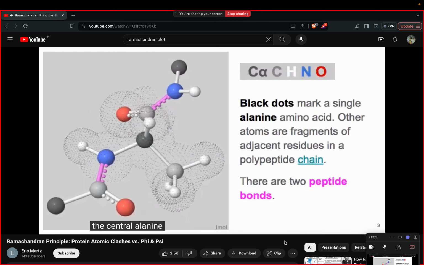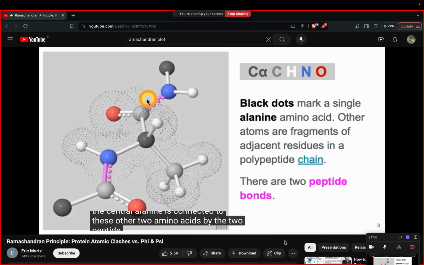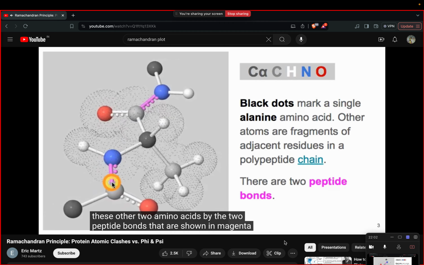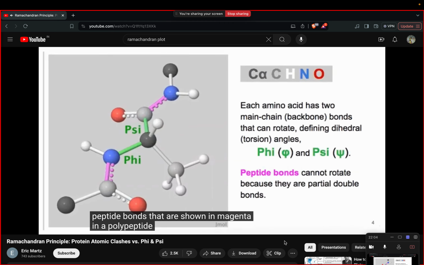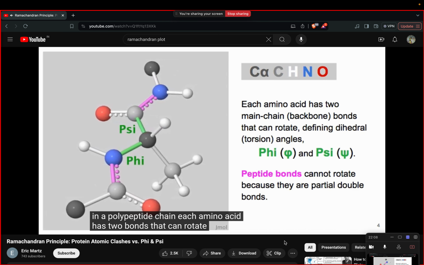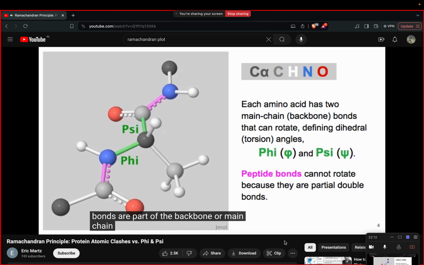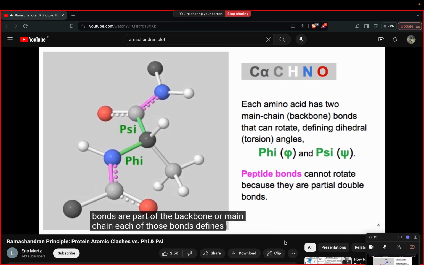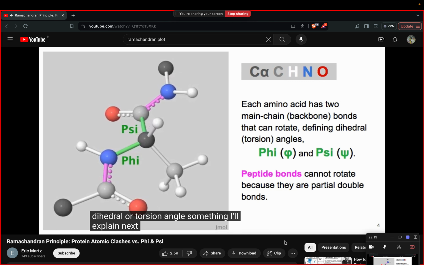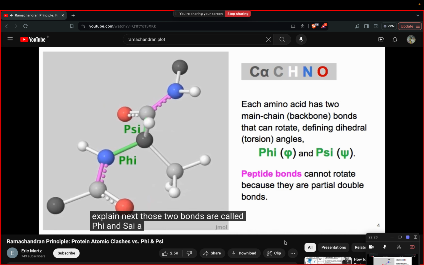The central alanine is connected to these other two amino acids by the two peptide bonds that are shown in magenta. In a polypeptide chain, each amino acid has two bonds that can rotate. Those bonds are part of the backbone or main chain. Each of those bonds defines a dihedral or torsion angle, something I'll explain next. Those two bonds are called phi and psi.